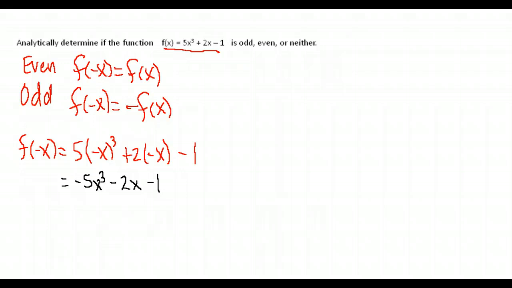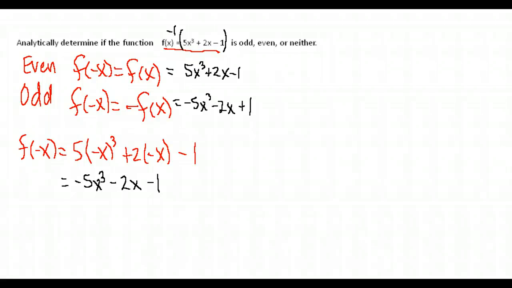So then we go back and we say, was this the same as our original function, which would be 5x to the third plus 2x minus 1? Or is it the same as our function if we multiplied everything by a negative? So let's look at what that would look like. That would look like negative 5x to the third minus 2x plus 1. Okay? Did it come out as either of those? Does it look the same as our original function? Well, no. It has the wrong signs here and here.